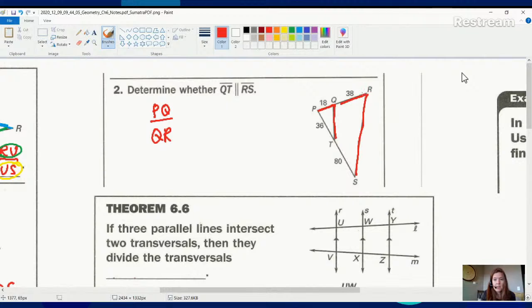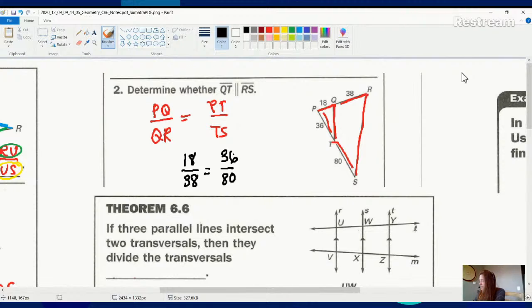So this segment compared to this segment would have to be in the same ratio as P to T over T to S. All right, those two ratios would have to equal each other. The side ratios would have to equal each other. So we can just check this out by putting the numbers in, right? And that will help us out. So P to Q is 18 and Q to R is 38 and P to T is 36 and T to S is 80.